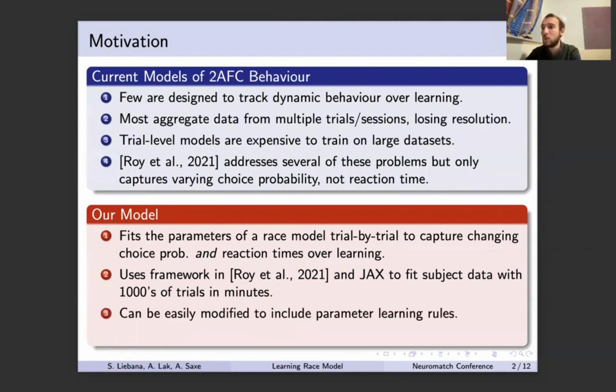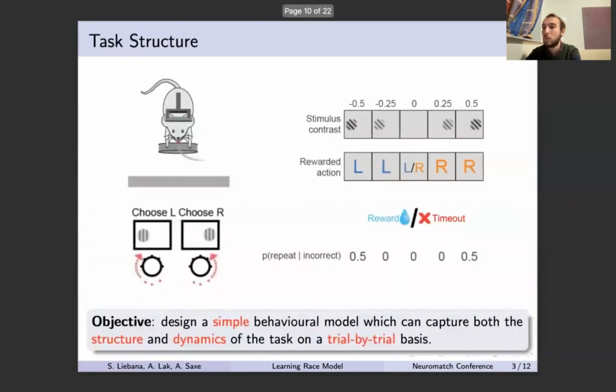The Bayesian fitting framework used also makes it very easy to include parameter learning rules, which can tell us something about how the subjects are learning to optimize their choices and timings. This new model also allows us to study the reward rate on a trial-by-trial basis, a variable which is known to be important for learning.